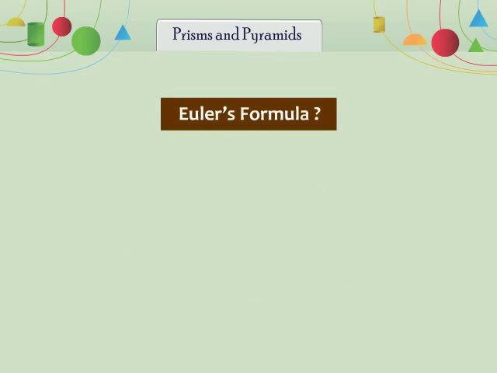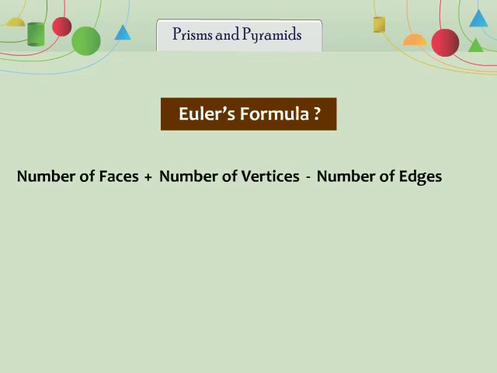Have you ever heard about Euler's Formula? For many solid shapes, the number of faces plus the number of vertices minus the number of edges always equals 2. This can be written as F plus V minus E is equal to 2. In fact, this formula is true for any polyhedron. No matter what we do, we always end up with 2.